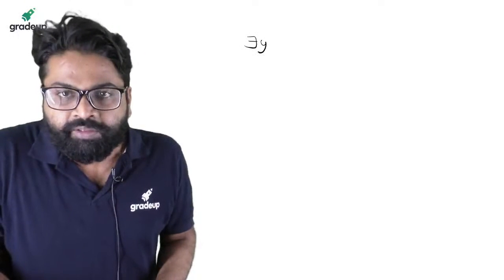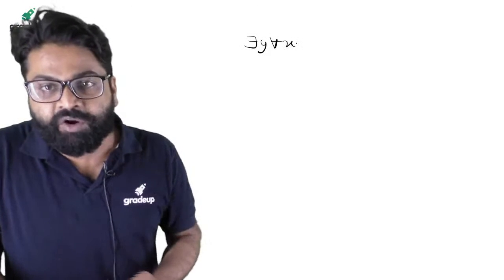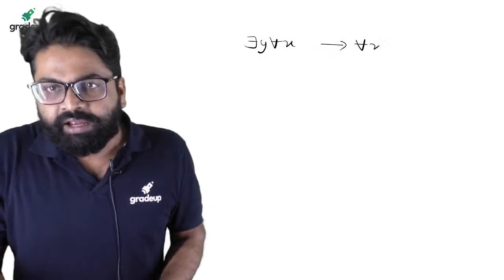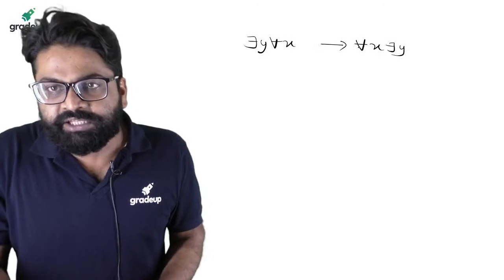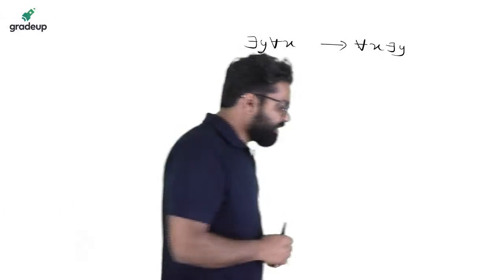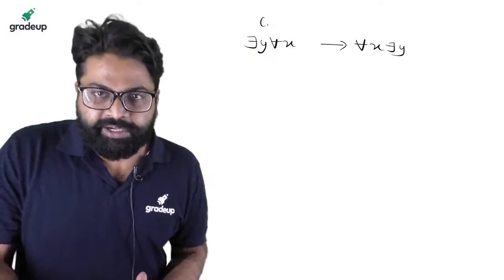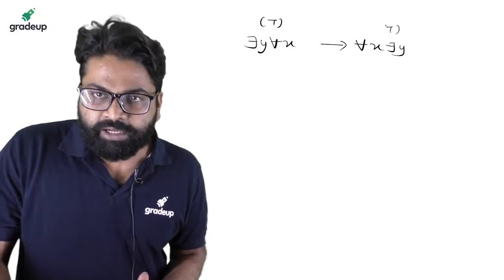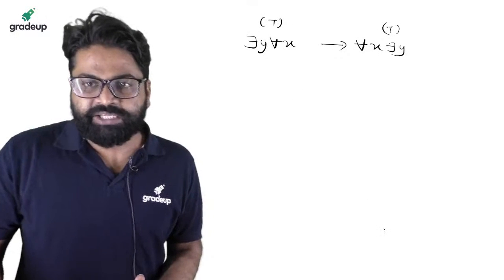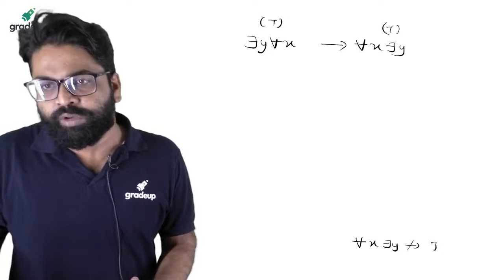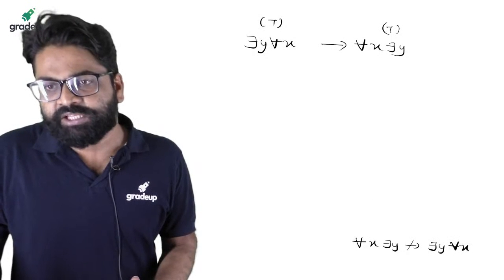Now let's consider what will happen if this statement is true: there exists a y for all of x. Suppose this is true, can we say that for all of x there exists y will also be true? Yes, we can say that. Hence when you take this statement as true, the other statement becomes true. Please try to understand, for all of x there exists y does not imply there exists y for all of x.